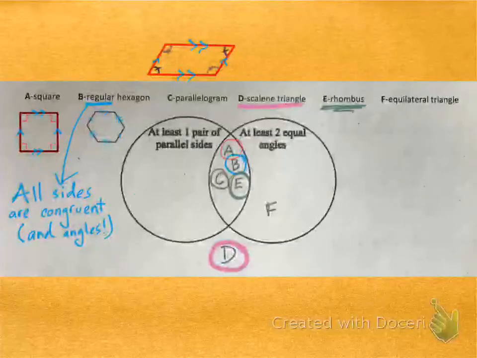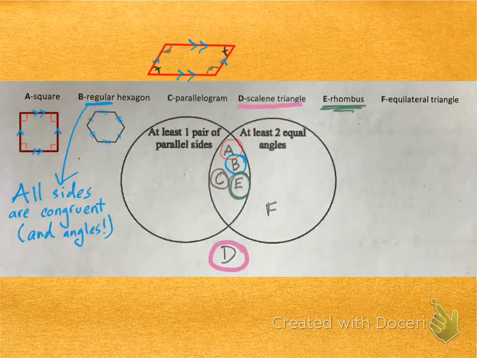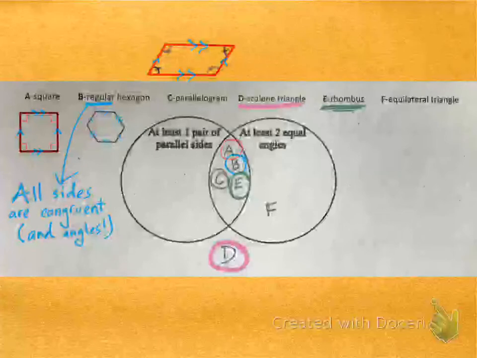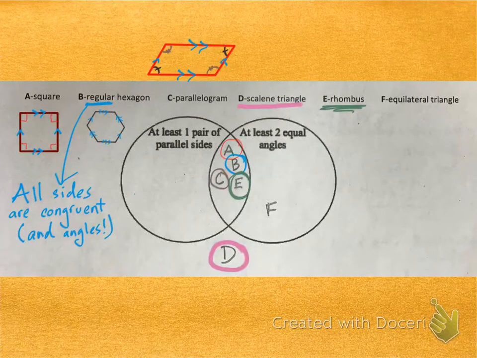And the last one, I'm sorry, it's not the last one. A rhombus is a kind of parallelogram with 4 congruent sides, and opposite pairs of angles are congruent on a rhombus also, just like a parallelogram. So that goes in the middle, just like a parallelogram.